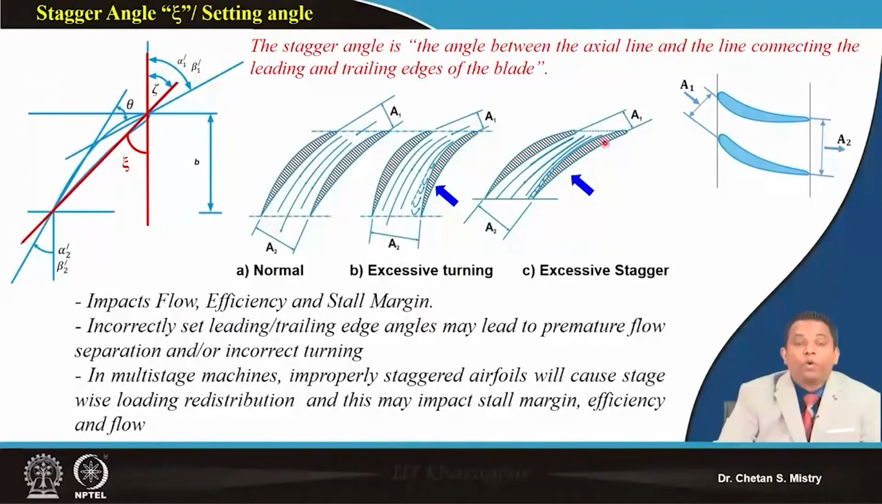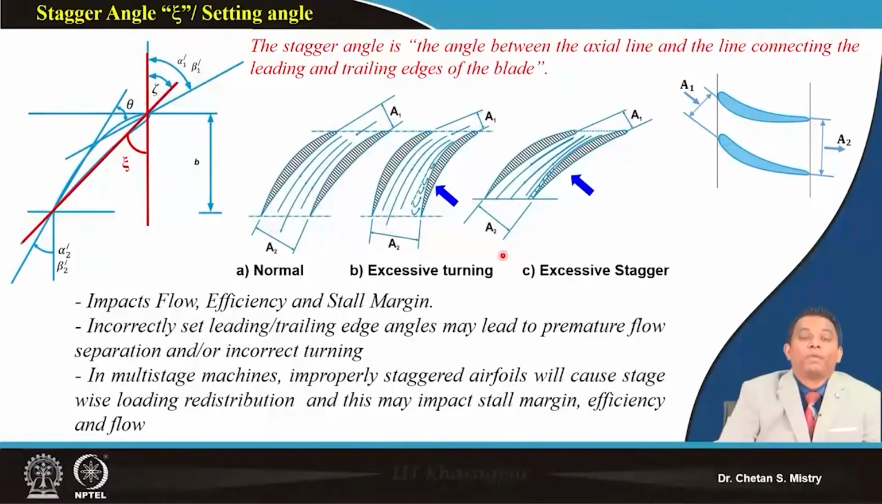Yes, this is what we have discussed. For a multi-stage configuration, an improperly staggered aerofoil will cause the stage-wise loading to get redistributed. And that may impact stall margin, efficiency and flow. So we can say it is a very important parameter. Let me point out here, suppose we are talking about say industrial fans.